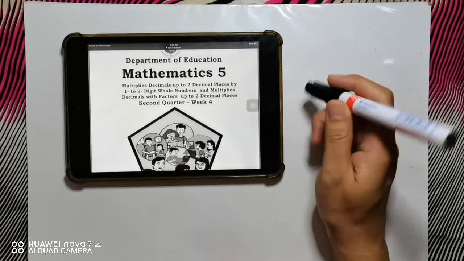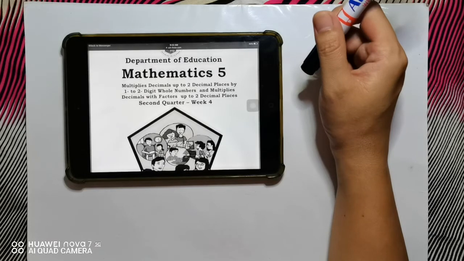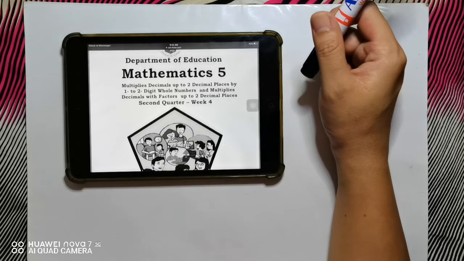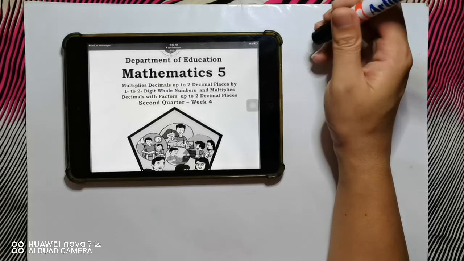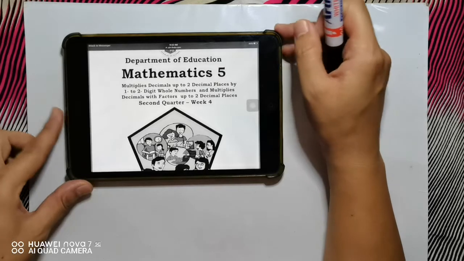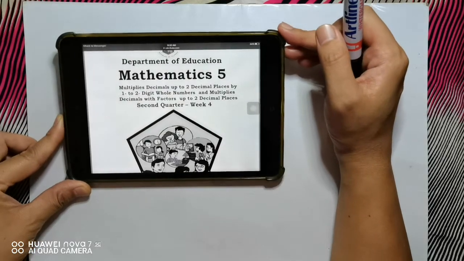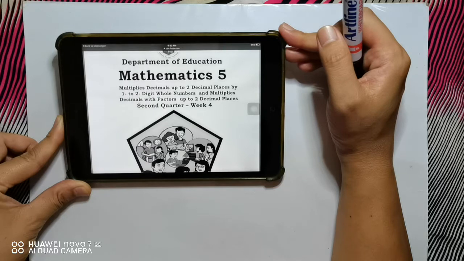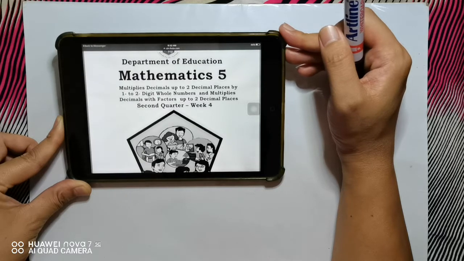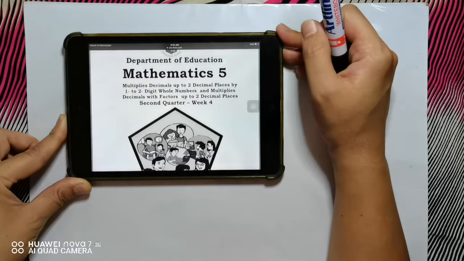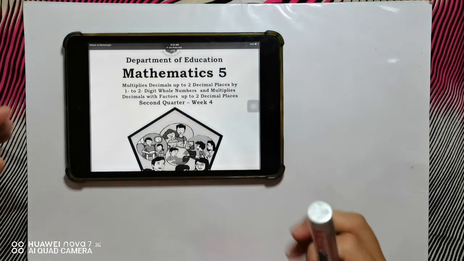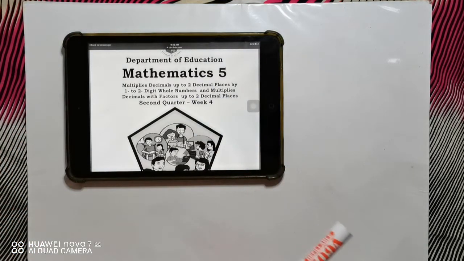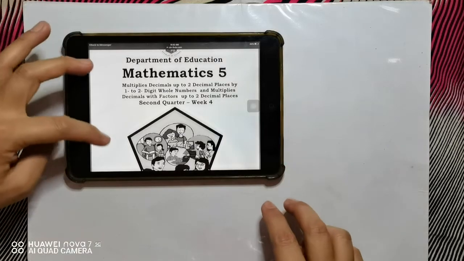Once again, we are now in second quarter and week 4 of our math lessons entitled Multiplies decimals up to 2 decimal places by 1 to 2 digit whole numbers and multiplies decimals with factors up to 2 decimal places. So this time, we are now done with addition and subtraction. So we'll proceed now on with multiplying decimals. Ibig sabihin, it's a different kind of operation na.